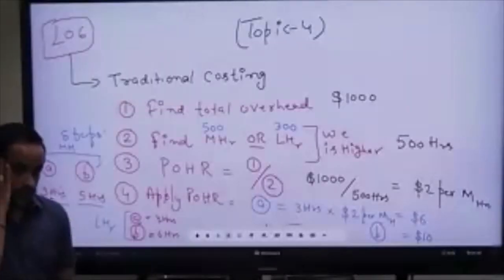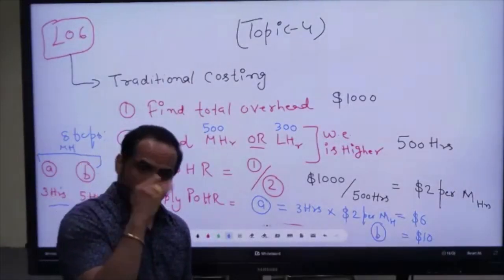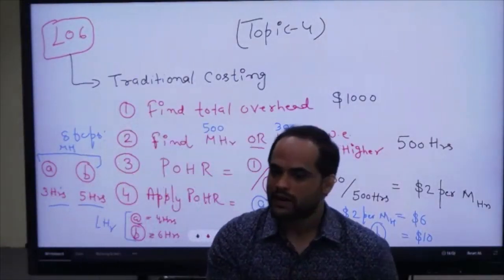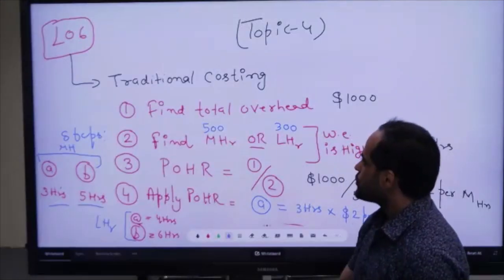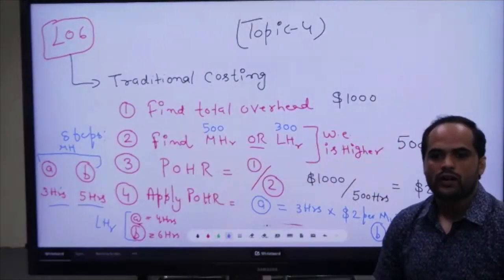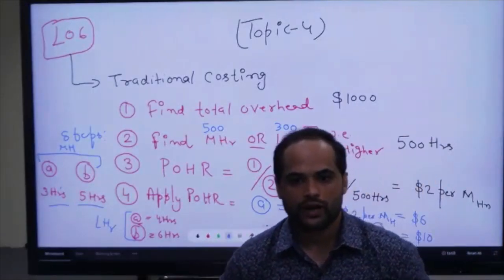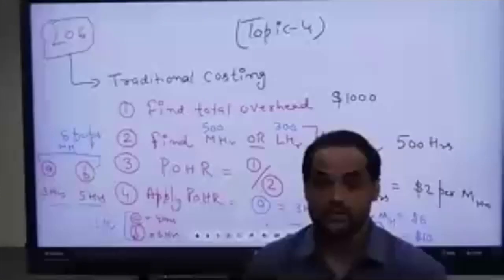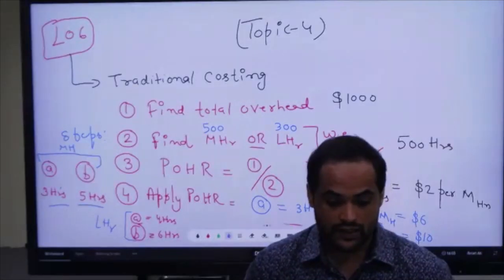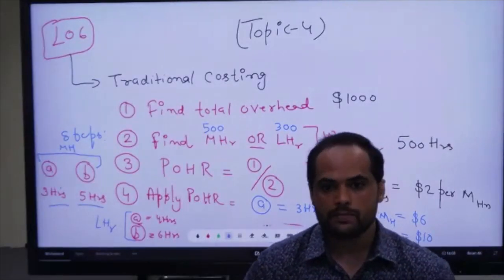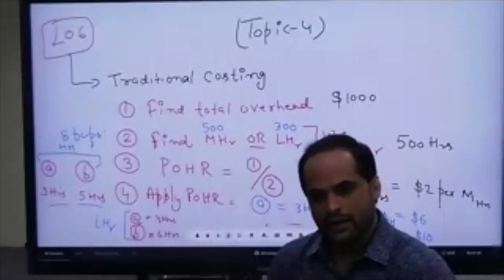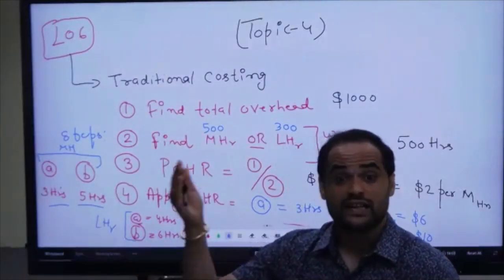Okay, so you have 4 steps. So I repeat all these steps by giving you some examples. In step 1, you have to find out what is the total overhead cost. Of course, for total overhead cost, we have to find out some activities happening in the production department, and some are coming from the service department, which is learning outcome 5.